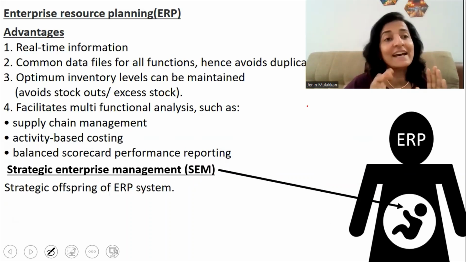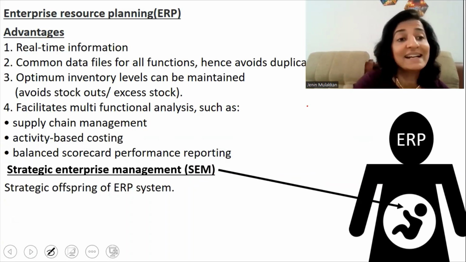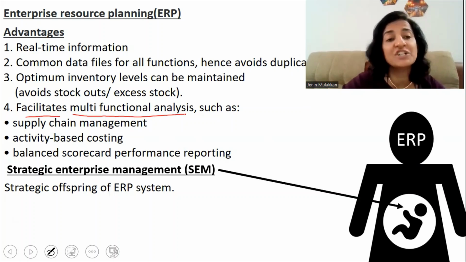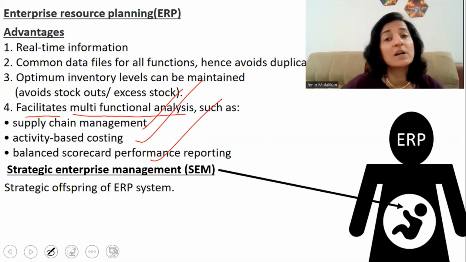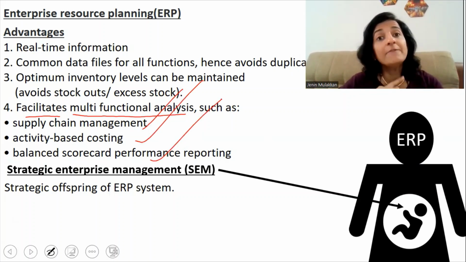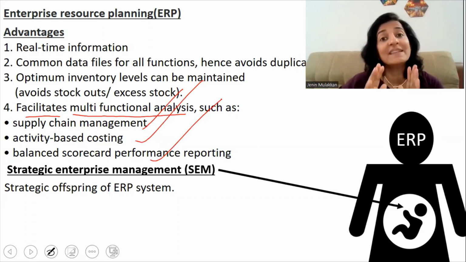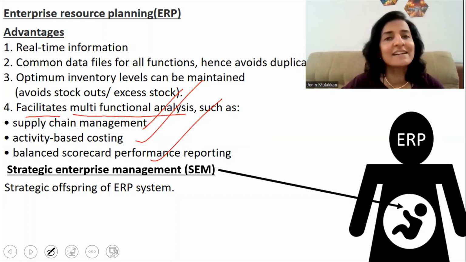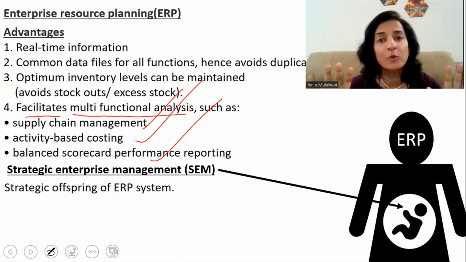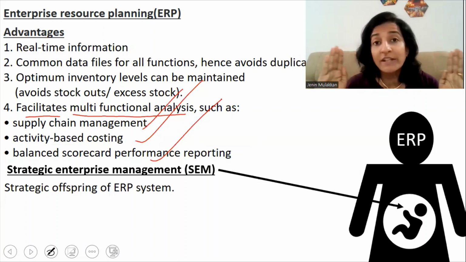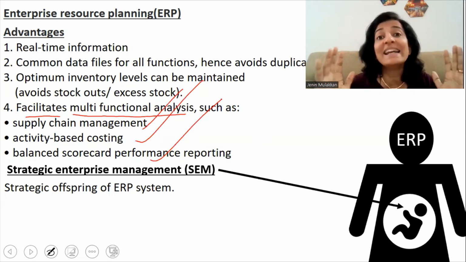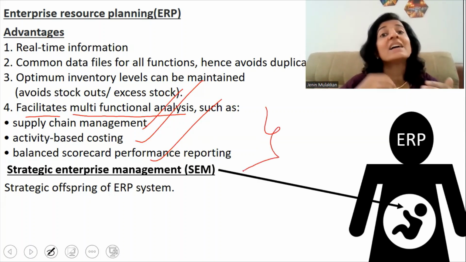Now, we have already seen that one of the advantages of ERP is that it facilitates multifunctional analysis like supply chain management, activity-based costing, balanced scorecard reporting, etc. But ERP only facilitates that. The information system that actually executes that is the strategic enterprise management, because ERP is basically operationally focused. It is focused on whether all the operations or the business processes are integrated in a seamless manner. So the next step where all these things are done is the strategic enterprise management.